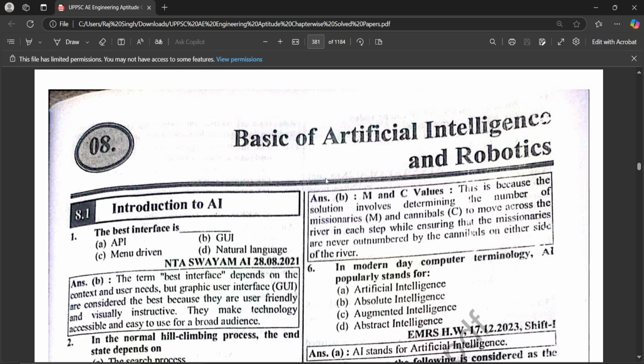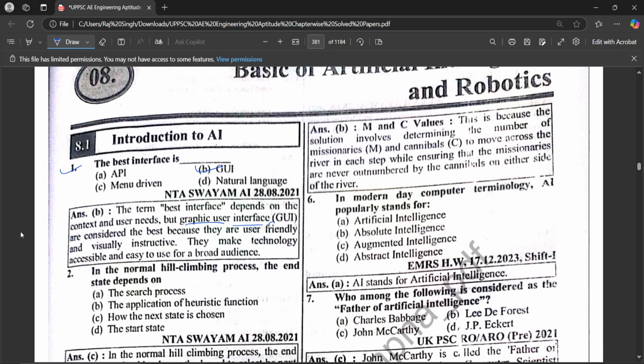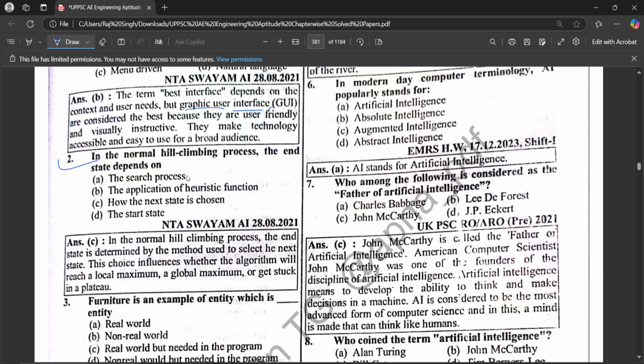आज हम स्टार्ट करेंगे बेसिक ऑफ आर्टिफिशियल इंटेलिजेंस एंड रोबोटिक्स। ठीक है, इसका पहला क्वेश्चन देखते हैं। The best interface is, तो क्या है GUI? GUI मीन्स होता है ग्राफिक्स यूजर इंटरफेस। ठीक, नेक्स्ट देखते हैं। In the normal hill climbing process, the end state depends on how the next state is chosen.